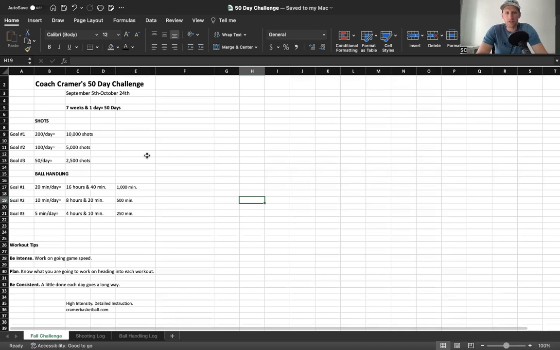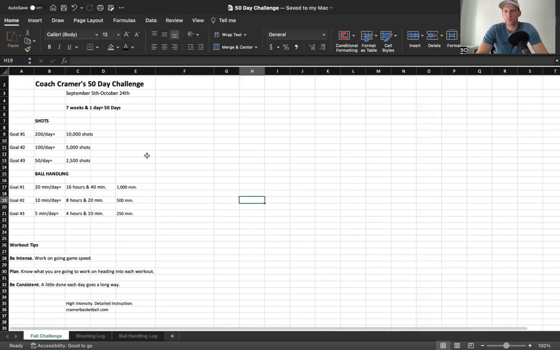It could be finishing, but it's shooting, and that counts with finishing. And then it's ball handling. So we're going by quantity of shots, and by amount of time spent handling the basketball, with the groups that I gave this challenge to specifically.